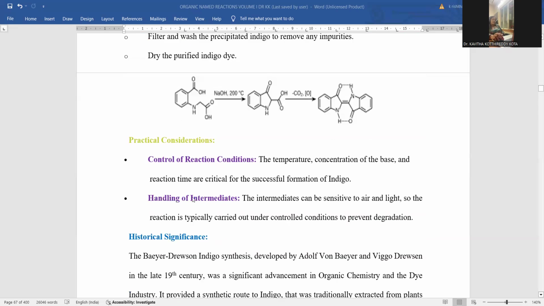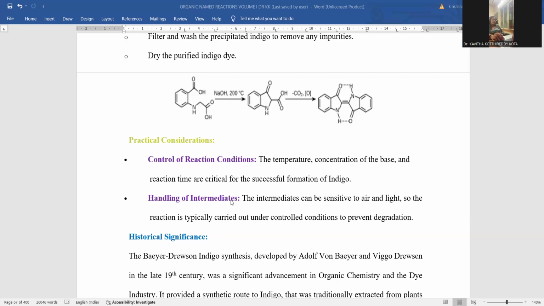Practical consideration: control the reaction conditions. Temperature maintenance is very essential. Concentration is to be maintained. Base is very essential to add. And the time required for the synthesis of indigo is also optimized.